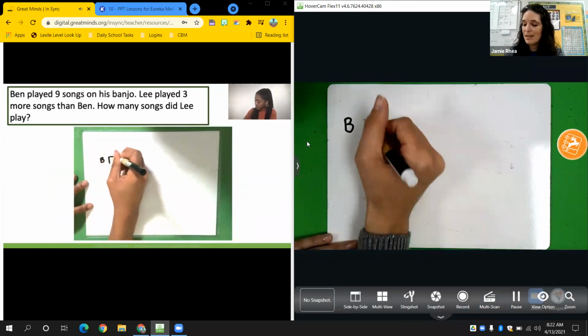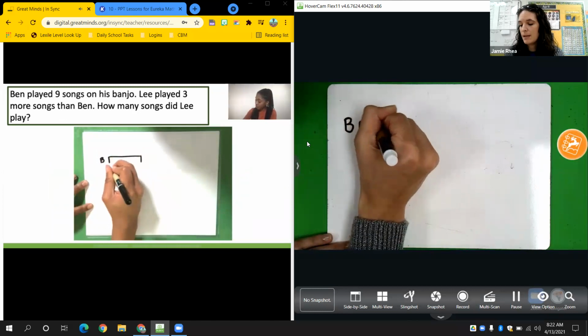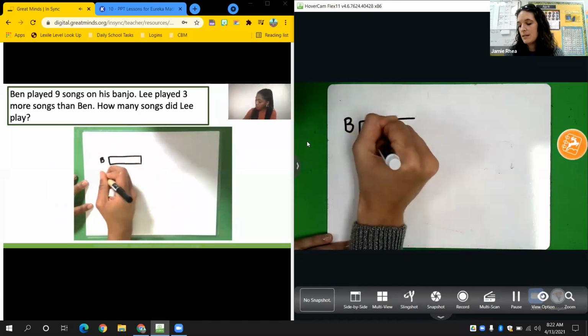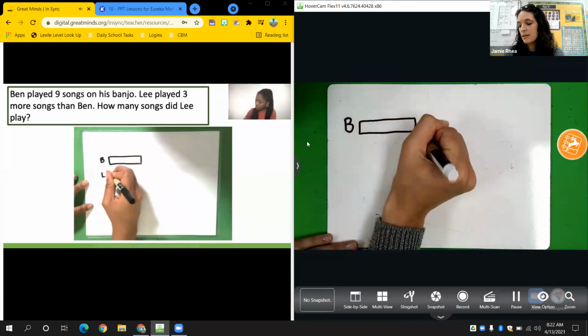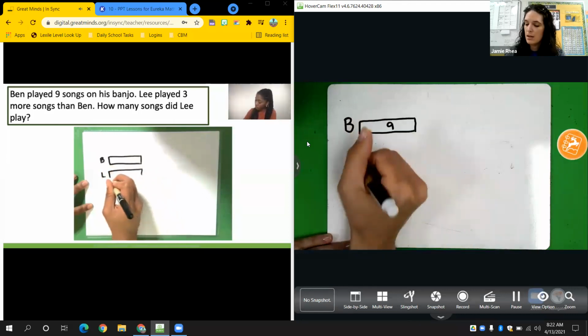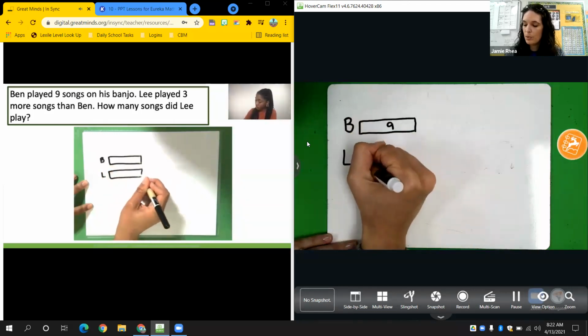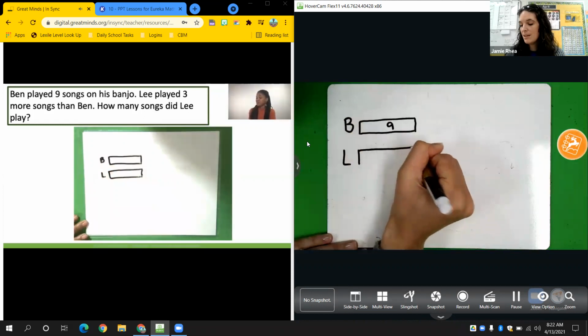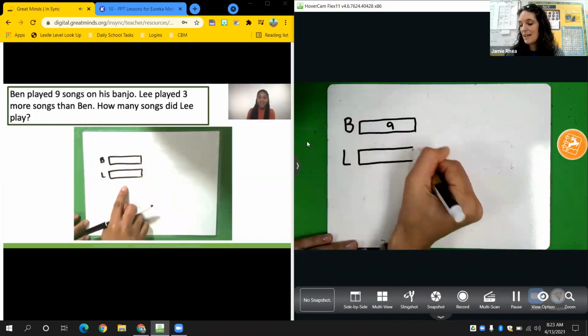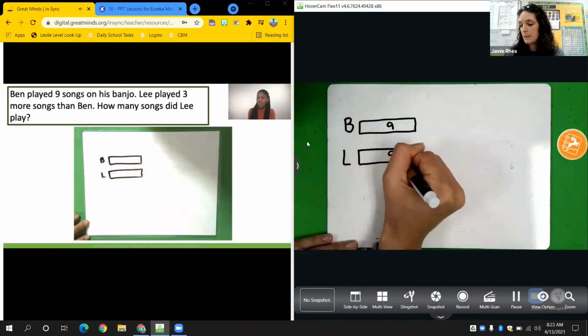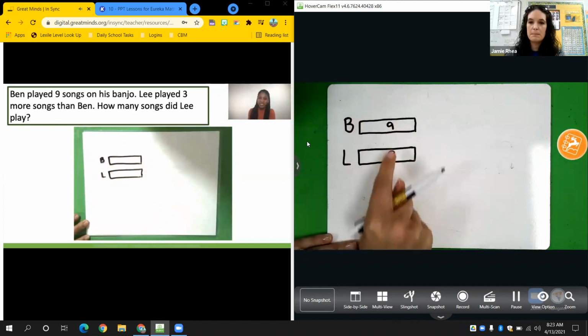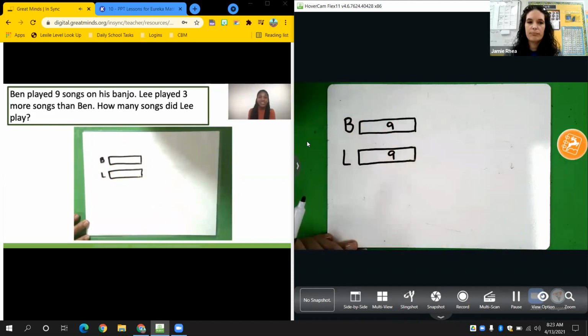And we know that he played 9 songs. So we're going to make a tape diagram that has 9. And put a 9. Okay. Lee, we know played at least the same amount, but he also had more. So we're still going to do 9. They're the same size, which would mean that Ben and Lee played the same songs.